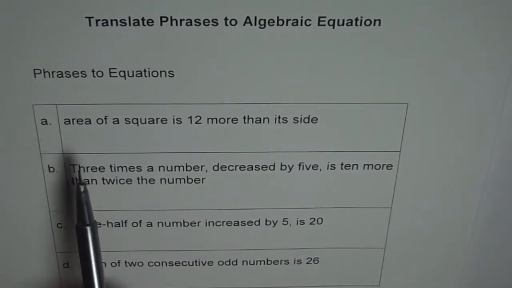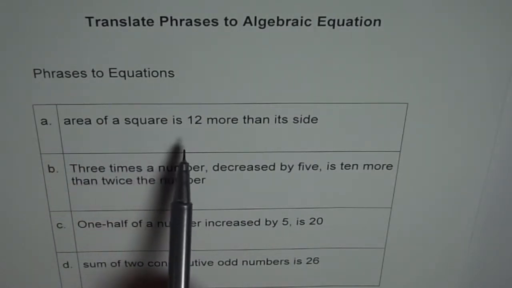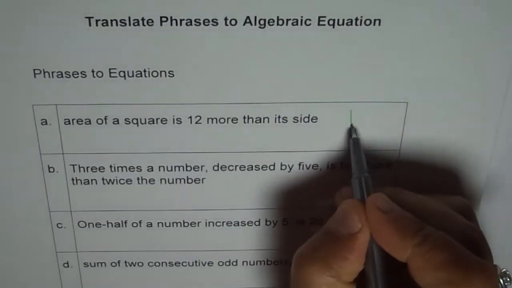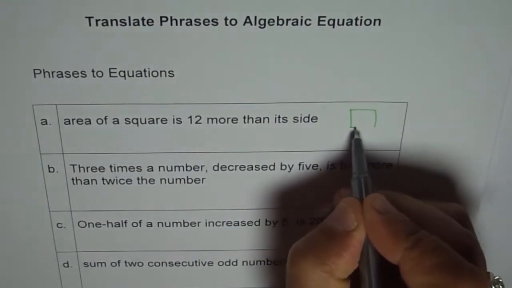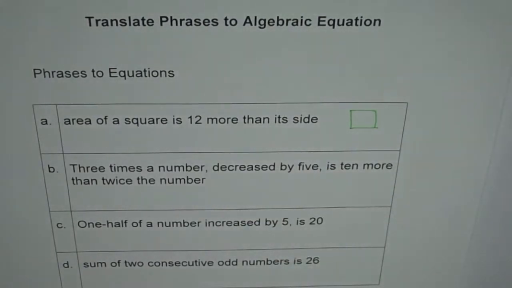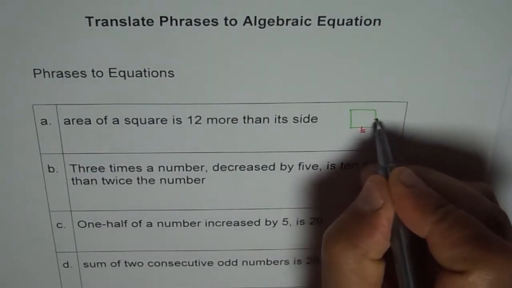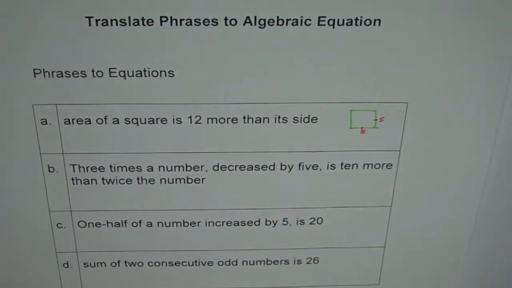Number one, area of a square is 12 more than its sides. Sometimes it's better to make a diagram, right? And then understand what the question is. So let's say this is our square. And let us say the sides of the square are s. The square has equal sides, right? So the two sides will be s. So now how could you write an equation for this?